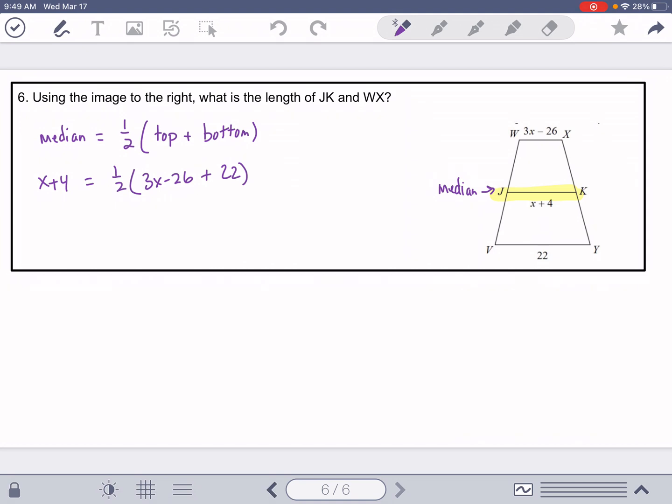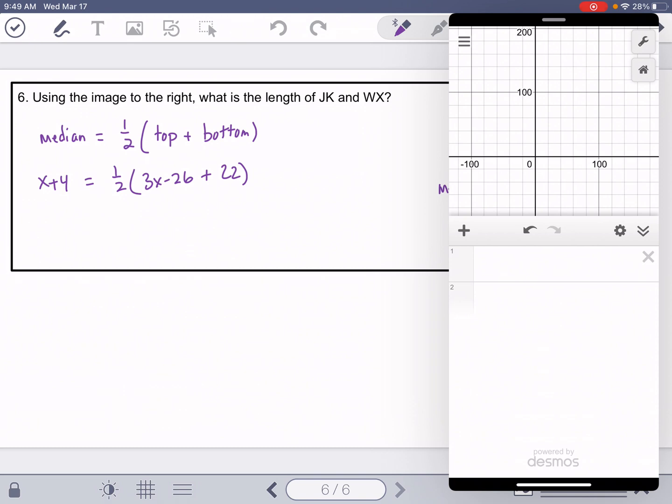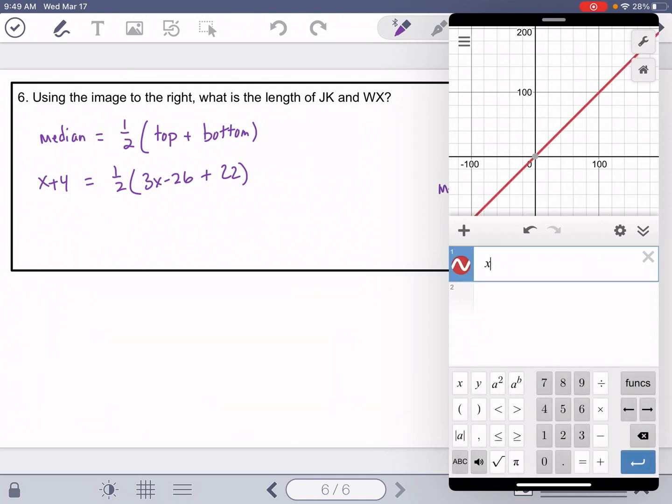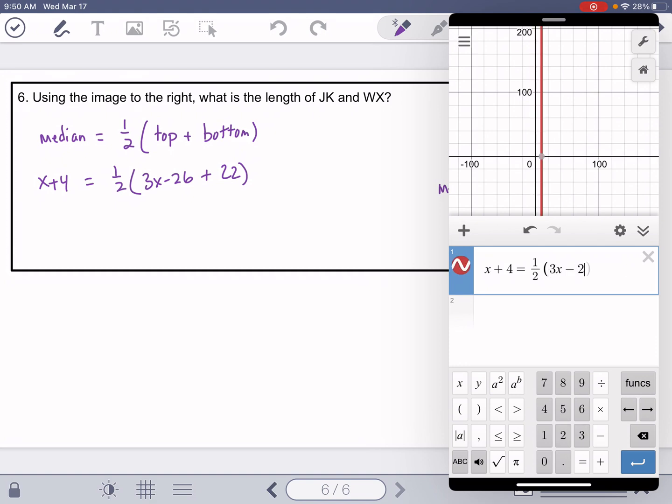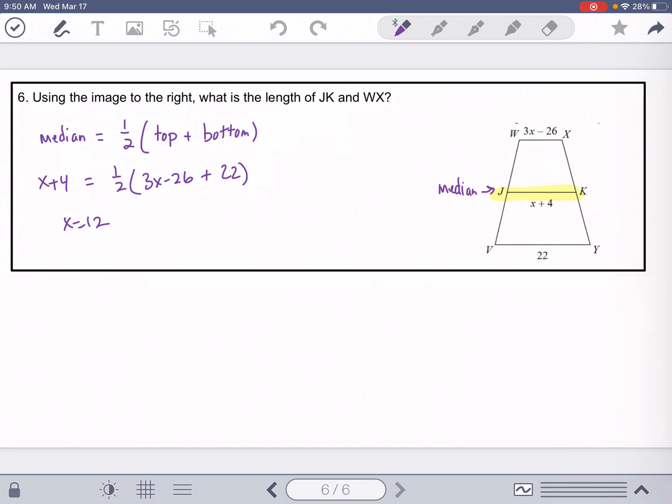So, I'm going to type this into Desmos, and I'm going to type it in very carefully. 1 divided by 2. Super important that you use parentheses. Plus 22, and I'm going to double check it. x is 12. All right, x is 12.